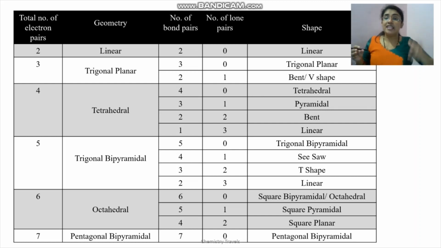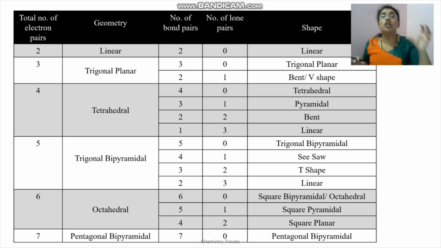So there's a difference between geometry and shape. When they say geometry, it means that we consider everything. We look at the total structure, which includes both the bond pairs and the lone pairs, and that's how we describe the geometry of the structure. But if the shape of the molecule is asked, it means that we don't consider the lone pairs, we only consider the bond pairs, and then we predict the shape.